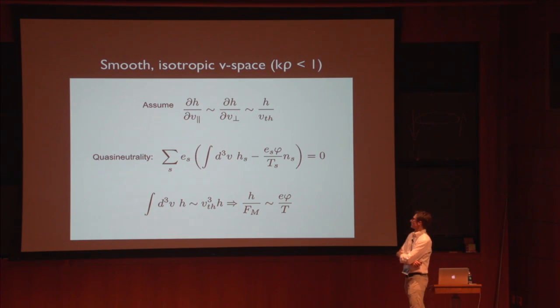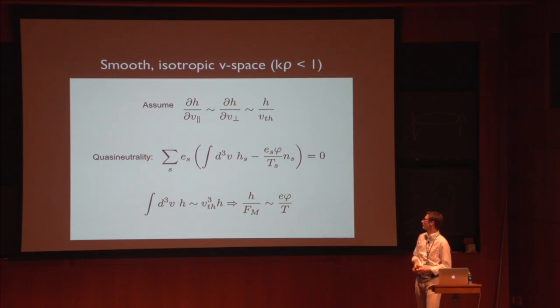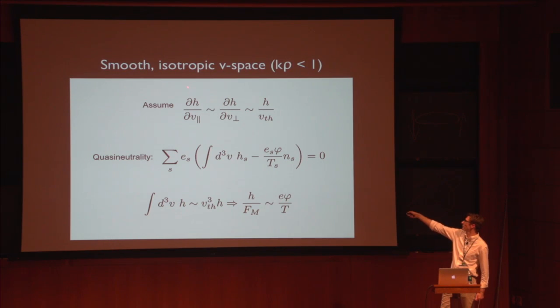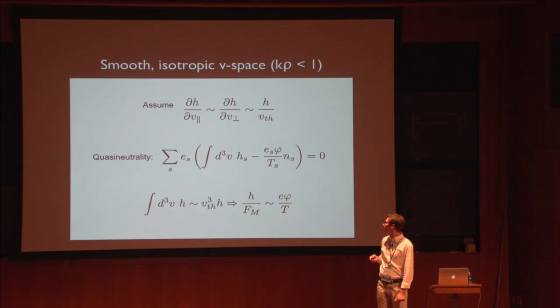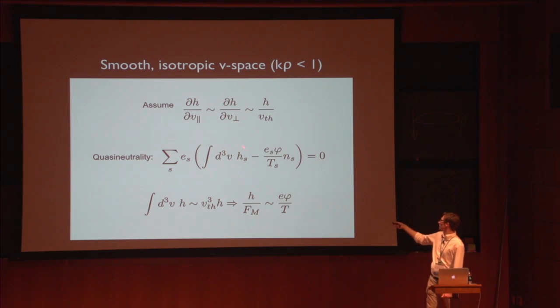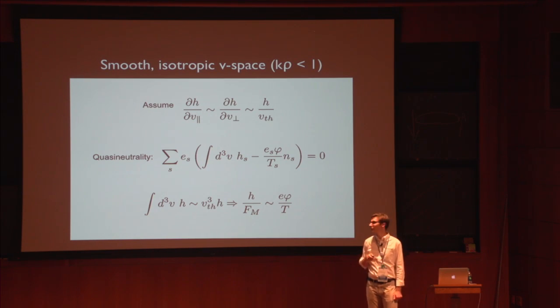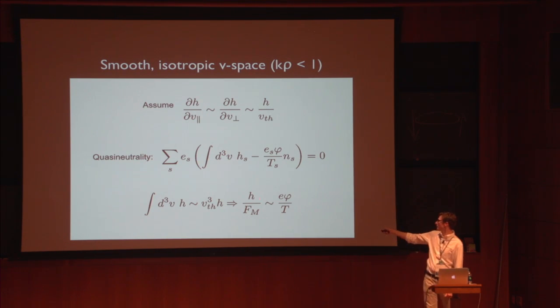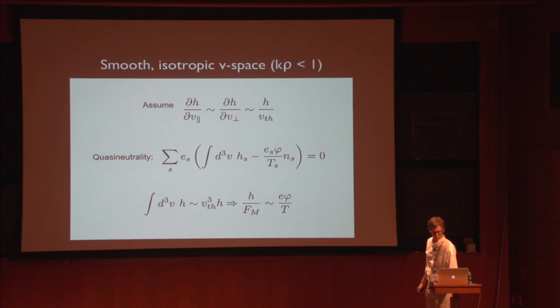So what can we get from these assumptions? Well, there's actually one more I'm going to make, which is that the velocity space is smooth and isotropic. So everywhere in our equations where we have a derivative with respect to velocities, it's just going to go like h over the thermal speed. From quasi-neutrality, because the velocity space is smooth, I can approximate an integral over h as just thermal speed cubed times h. And so from this, I get that h normalized by the Maxwellian is phi. In other words, basically plasma fluctuations are the same size as the electrostatic potential fluctuations.